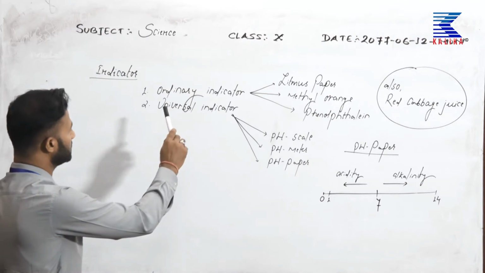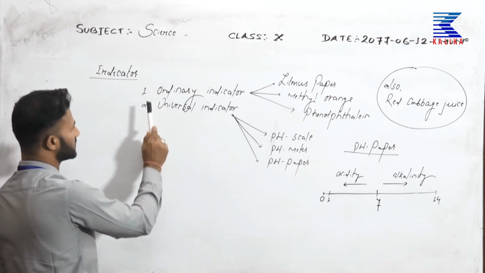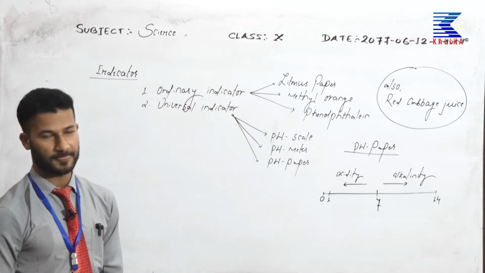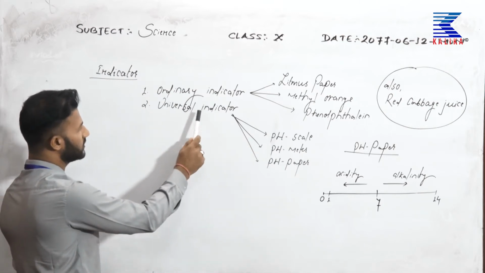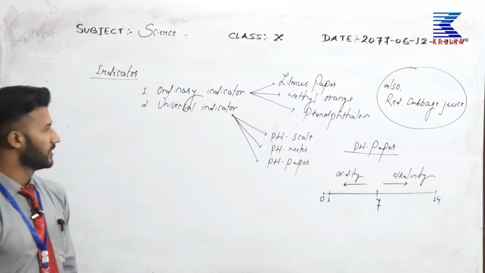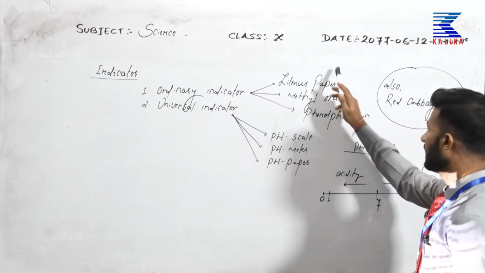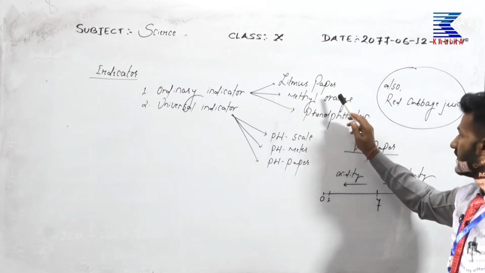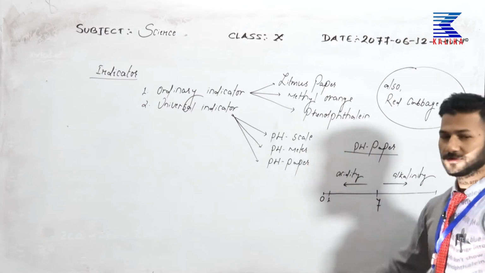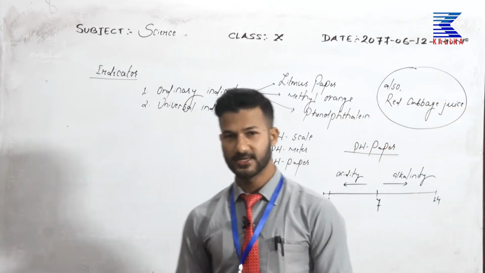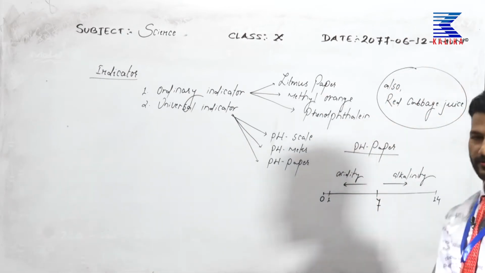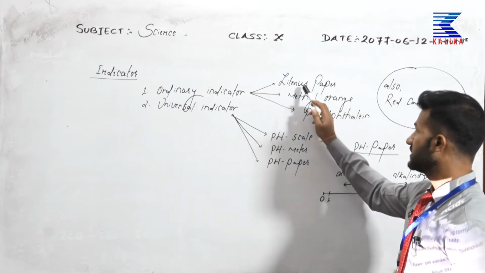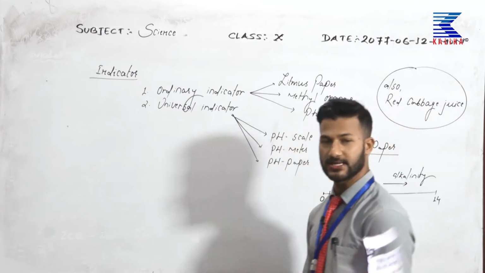See, I have written here two types of indicator. Number one, ordinary indicator, meaning simple indicator, and the second one is universal indicator. Ordinary indicators are of the following types. You can see here: litmus paper, methyl orange and phenolphthalein. But nowadays we can use red cabbage juice also as an ordinary indicator. But these are the most commonly used indicators in the science lab.